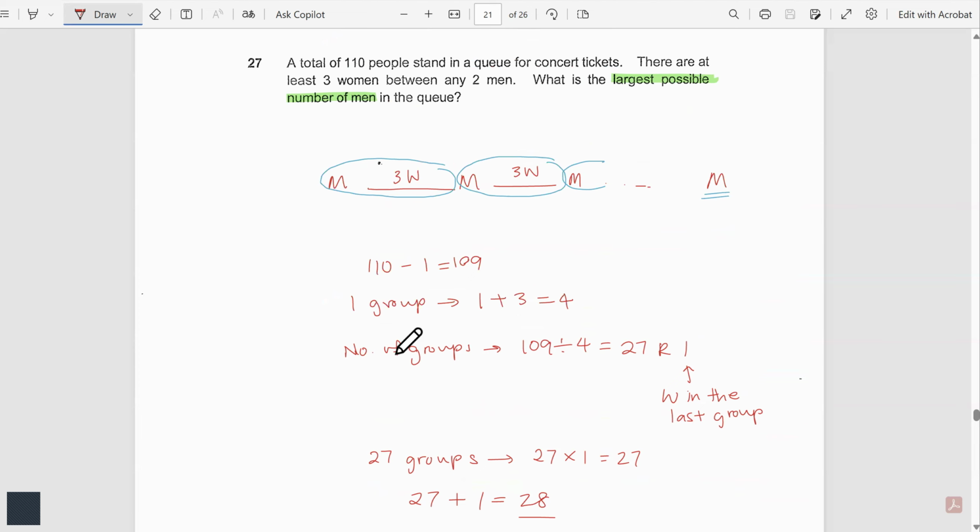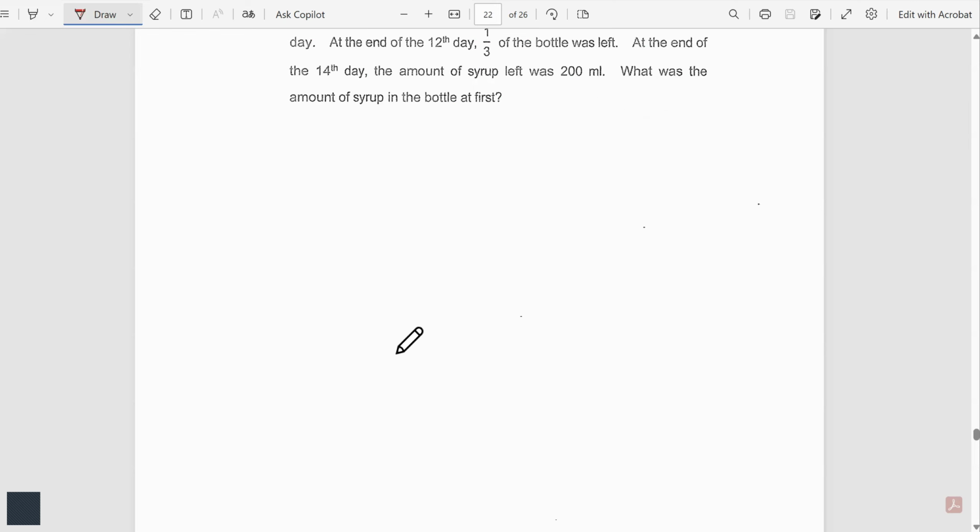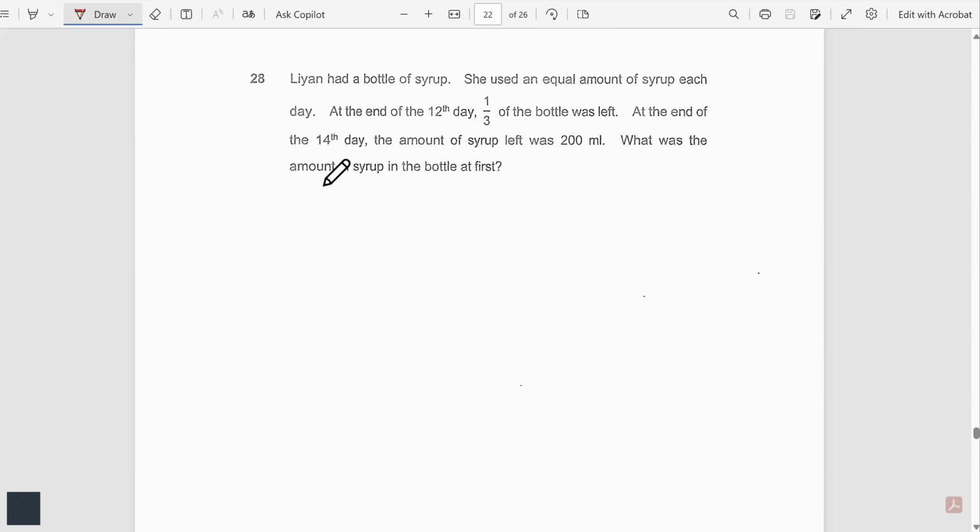Okay, question 28. Li Yan had a bottle of syrup. She used an equal amount of syrup each day. At the end of the 12th day, 1/3 of the bottle was left. At the end of the 14th day, the amount of syrup left was 200 ml. What was the amount at first?